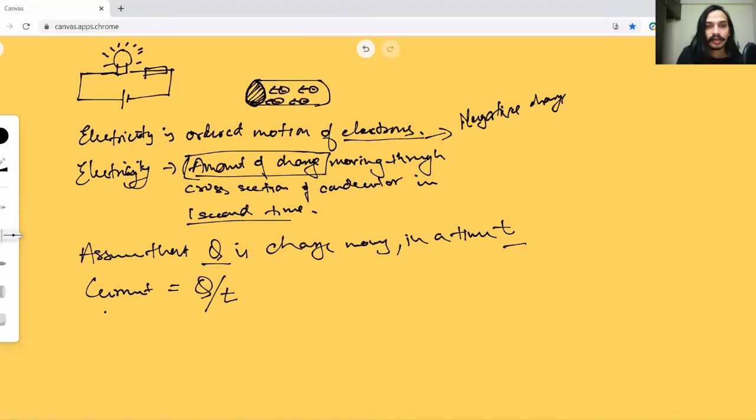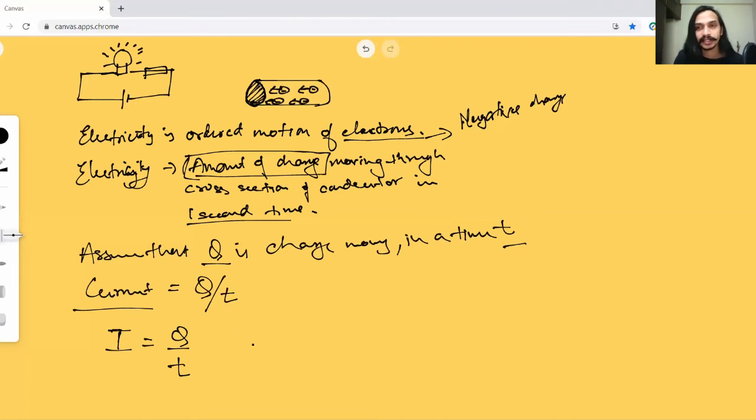Now, what is the symbol for this current? It is nothing but the capital letter I. So if I have to measure current, I will say I equals Q divided by T. All right. Now, this is the formula for it. If we have Q, if we have T, we can simply find out what is I.